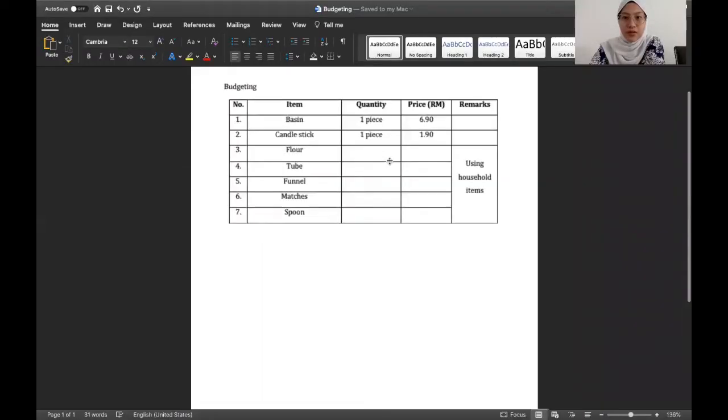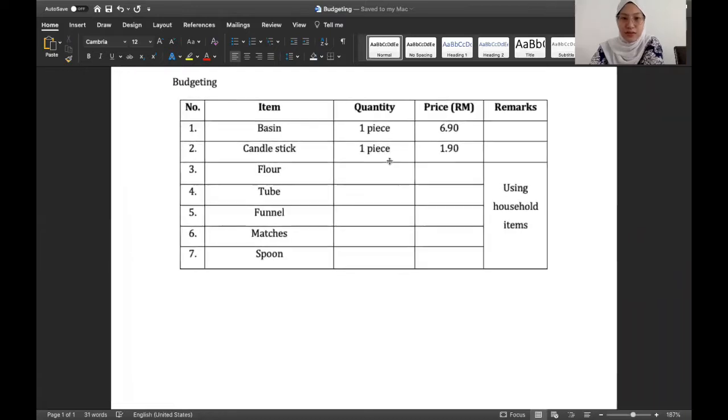Okay, so hi, my name is Anis Maisara. I will be presenting the budget of our dust explosion experiment. I will share my screen so that you can see the cost of our budget. So here, as you can see, this is our list of budget.